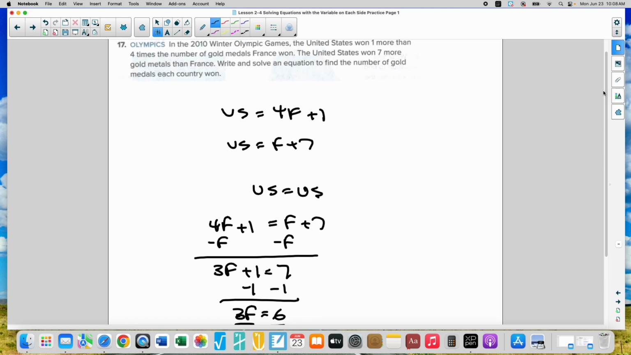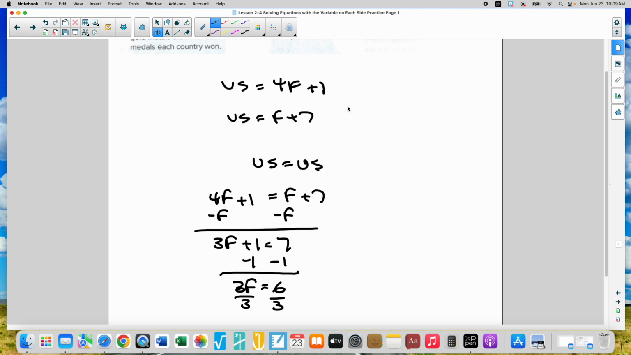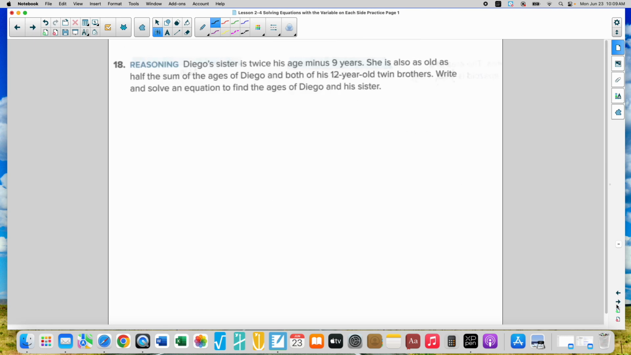They want to know how many did the U.S. win, right? Solve an equation, find the number for each country. So France won 2 gold medals. And then we can take either of these equations. I'll take this one, that's easier. U.S. equals France, which is 2, plus 7. So the U.S. won 9 gold medals. And if you plugged into here, 2 times 4 is 8, plus 1 is 9. So notice that the equations both worked.